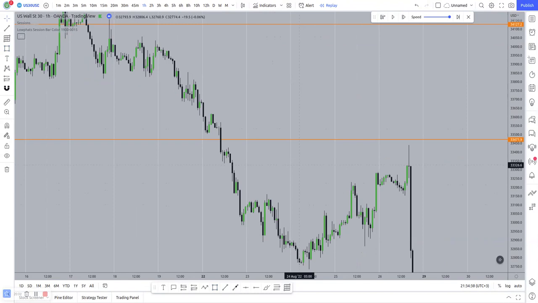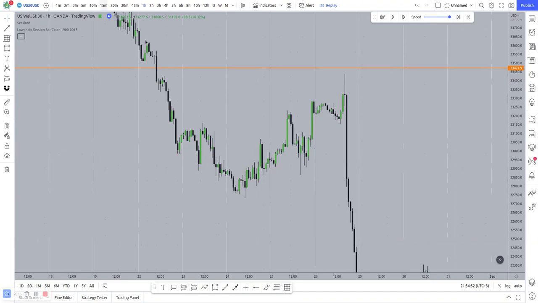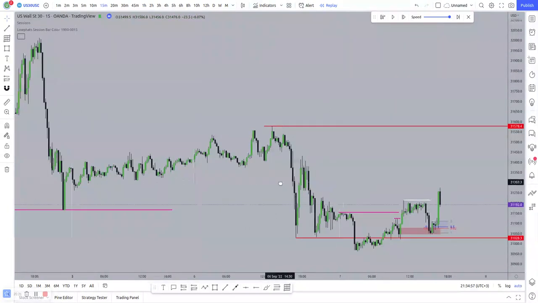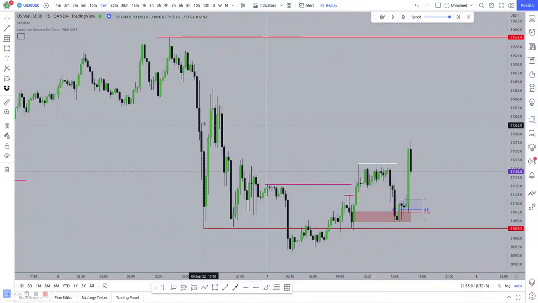So you need to know to differentiate between liquidity voids, or imbalance, inefficiency, and fair value gap. You need to know the difference between these two. Otherwise, it will continue to confuse you. You see, like this. Look at this. This is FVG. Price went up beyond it, right?